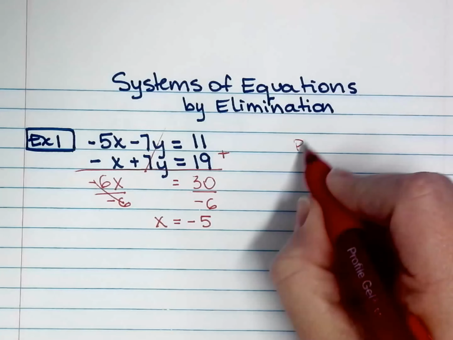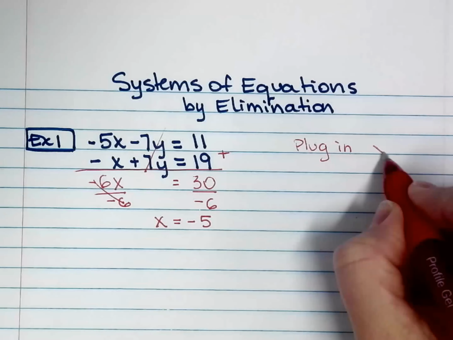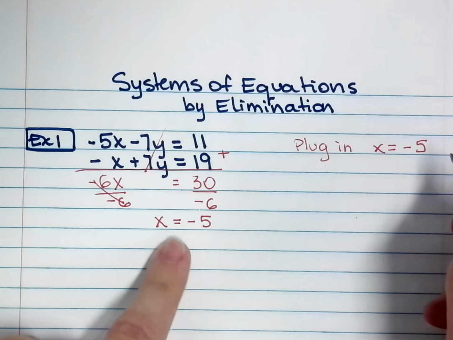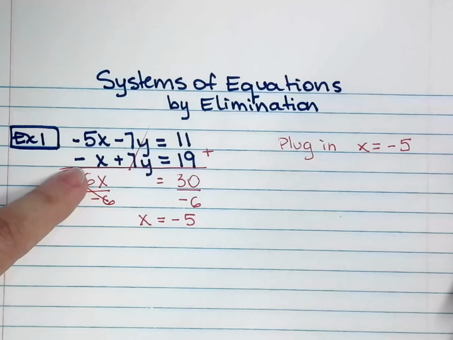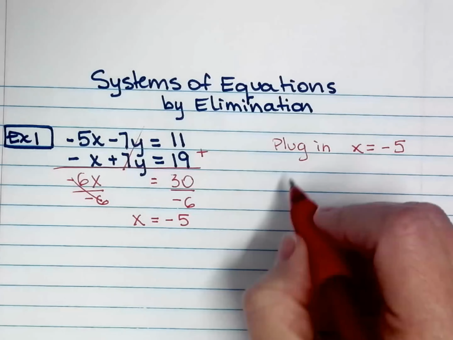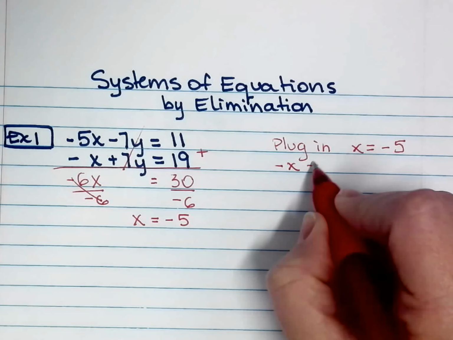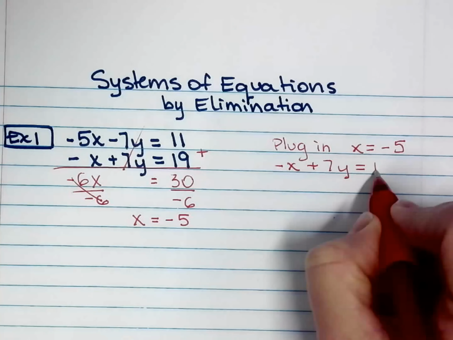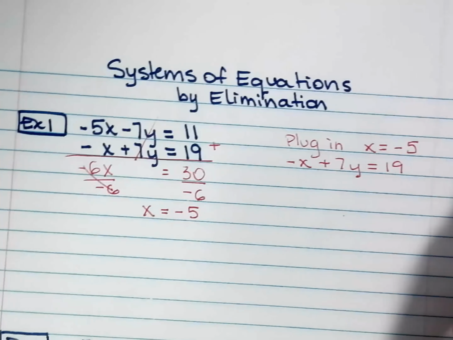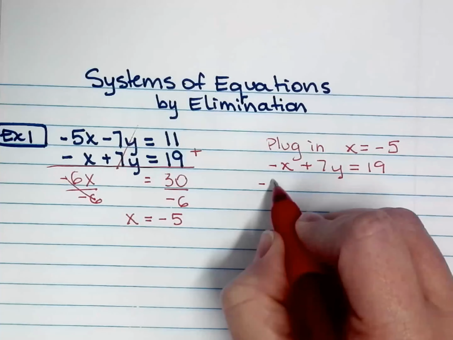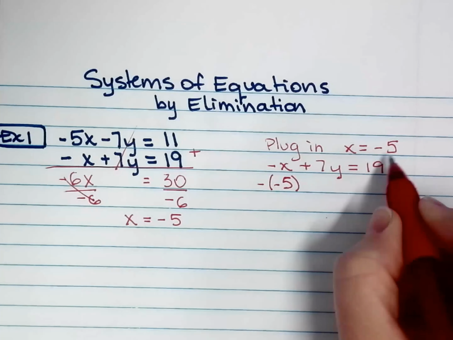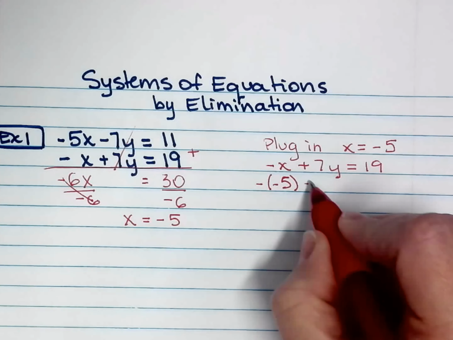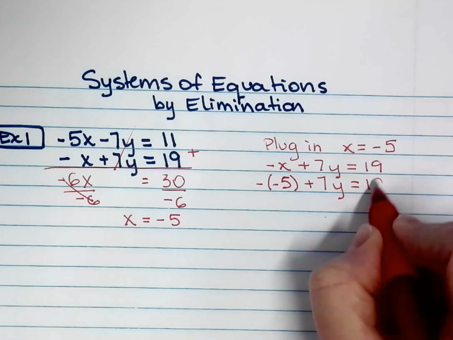So now the next step, we need to plug in the x equals negative 5 that I just found. It doesn't matter which one you choose to plug that into. I'm just going to plug that into the second one, just because. But if you decide to plug into the first one, you will end up with the same answer. So negative x is negative 5. Every time you're substituting, you put that in parentheses. So plus 7y equals 19.